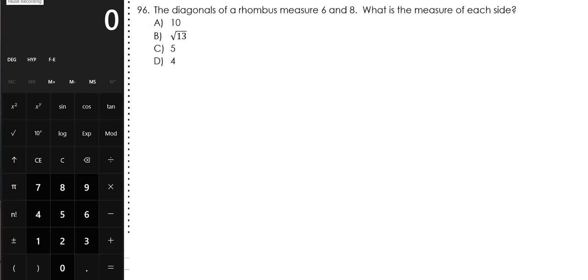Number 96. The diagonals of a rhombus measure 6 and 8. What is the measure of each side? Okay, so the ask of the question is to find each side of a rhombus. Now, we just did a question that told us that all the sides are congruent. So really, we just need to find one side length, and then all of them are going to be the same. It's a multiple choice question: 10, radical 13, 5, or 4. Okay, let's go back to the beginning. They're giving us the diagonals for a rhombus, and those diagonals are going to have measures of 6 and 8 units. Let me start by drawing my shape.